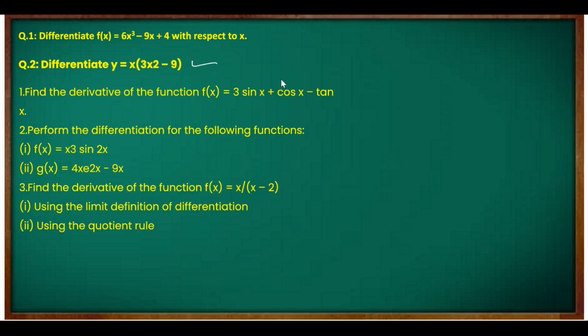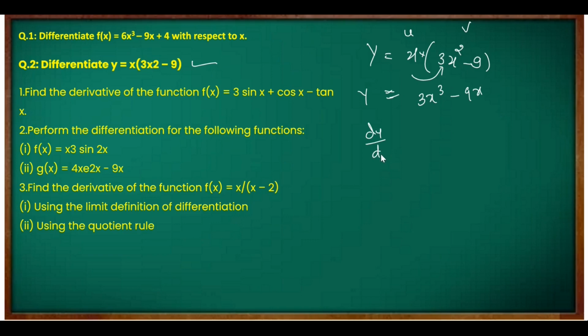Let's take up the next question. Here it is. y is equal to x into (3x^2 minus 9). Now how does this work? You have two functions which are multiplied. You can see there is a multiplication between these two brackets. So you can use the u into v method, or you can multiply and make it simple. Multiplying is better here. x into 3x^2 will be 3x^3 minus 9x. Now the function is ready to differentiate.